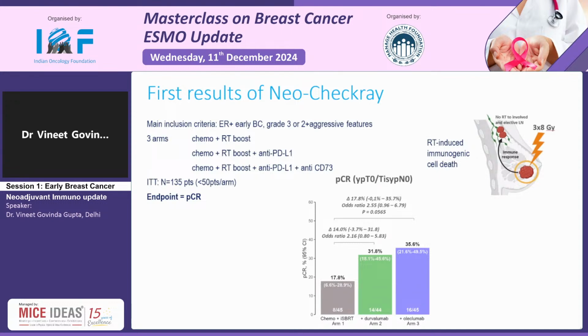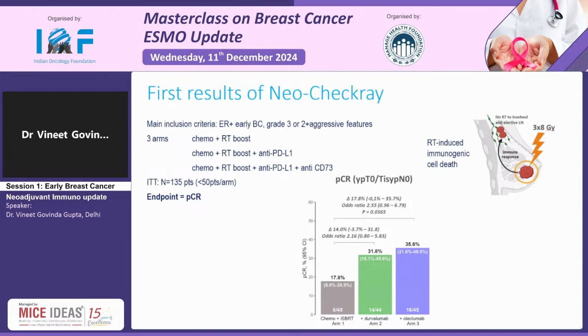And if you gave the complete chemo, the radiation, the anti-PD-L1, which is durvalumab, and oleclumab, there's a sequential improvement in the pCR rate. You can see that chemo RT alone is 17.8%, addition of immuno is 31.8%, and addition of oleclumab is 35.6%. So although the gain from IO to IO plus oleclumab is modest, the gain from chemo alone to addition of immuno is quite impressive. So getting a 31% pCR in hormone positive luminal B type of cancer is nothing to sneer at.